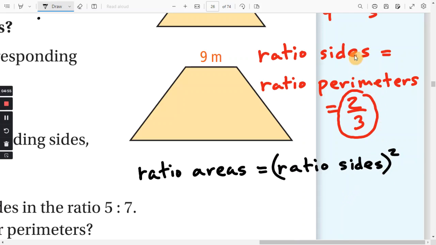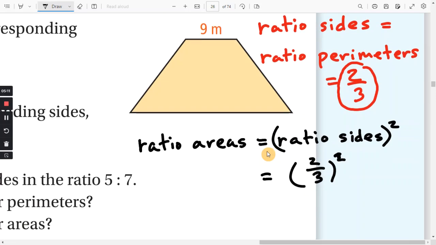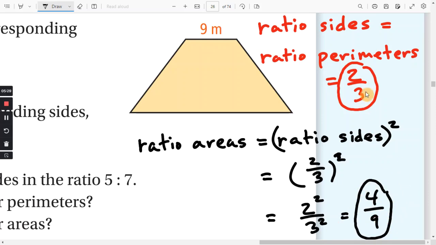All right, we already had the ratio of the sides, that's 2 over 3. So that's going to be 2 over 3, and that fraction is squared. Okay, when you square a fraction, you have to square the top and bottom individually. So that's going to be 2 squared divided by 3 squared. 2 squared, or 2 times 2, is 4, and 3 squared is 9. So this was the sides and perimeters, and this is the areas.